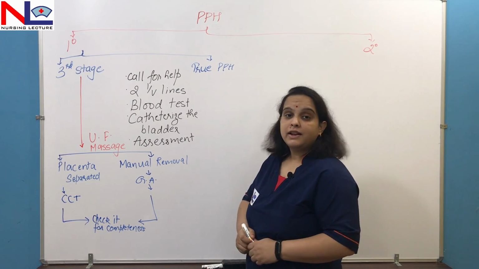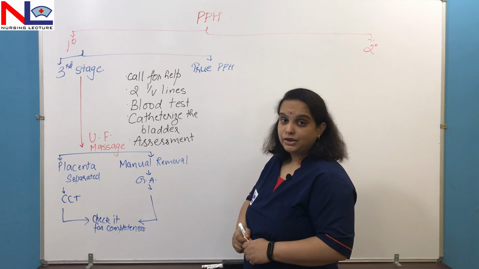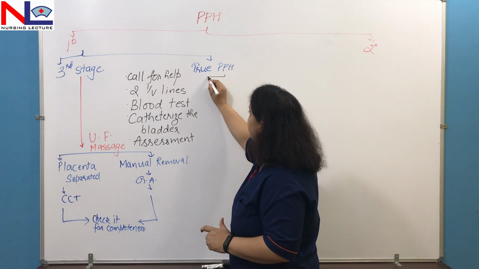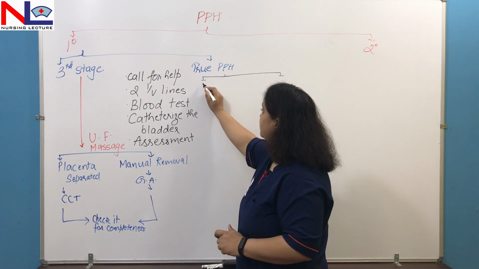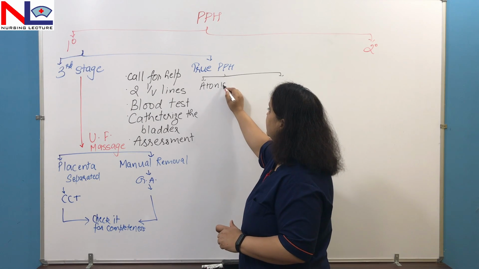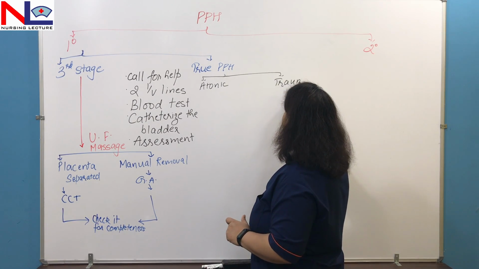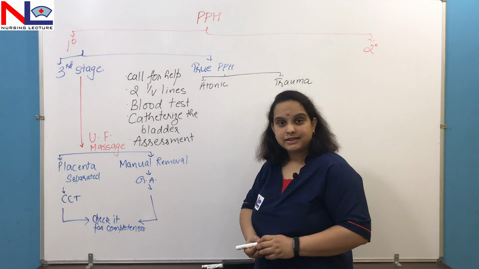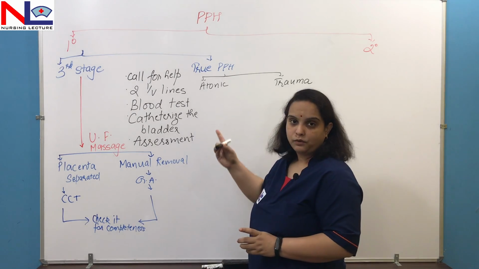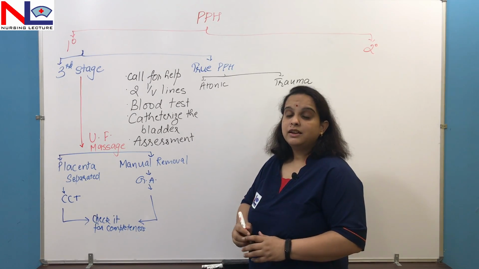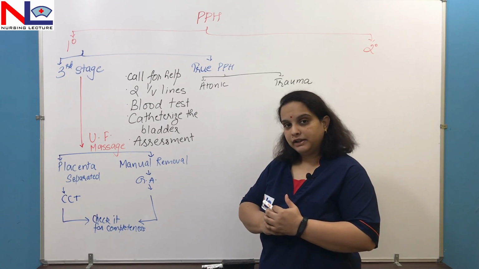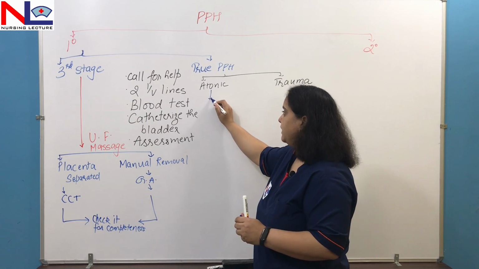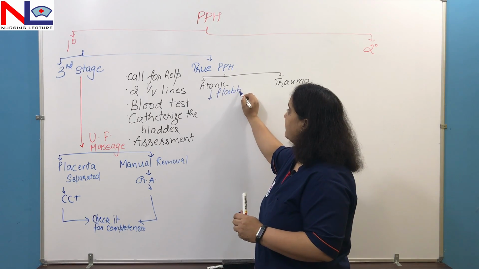Now what will happen in true PPH? We know that the most common reasons behind primary PPH are the atonic uterus or trauma, because these are the reasons which can cause heavy bleeding once the placenta gets separated, and it could appear within 24 hours. Atonic uterus means the tonicity of the uterus is completely lost. It means the uterus is feeling flabby or boggy.